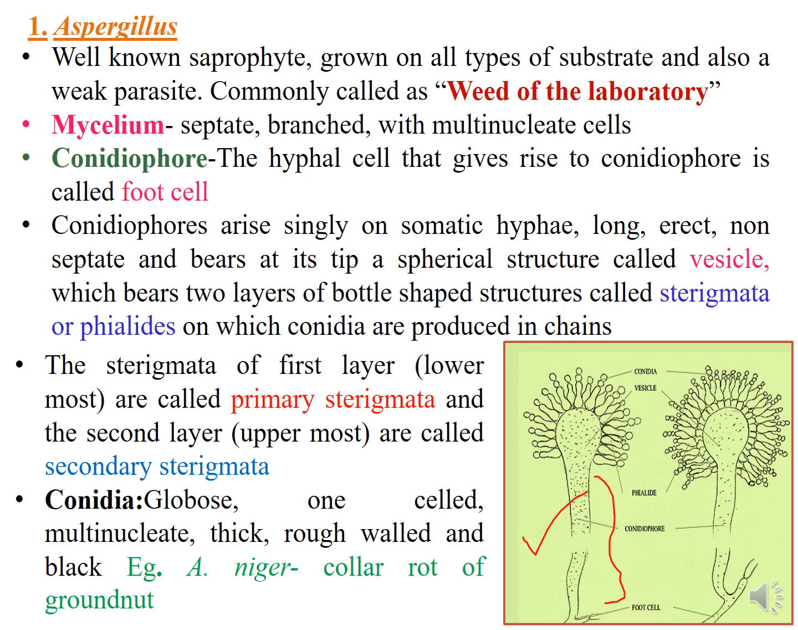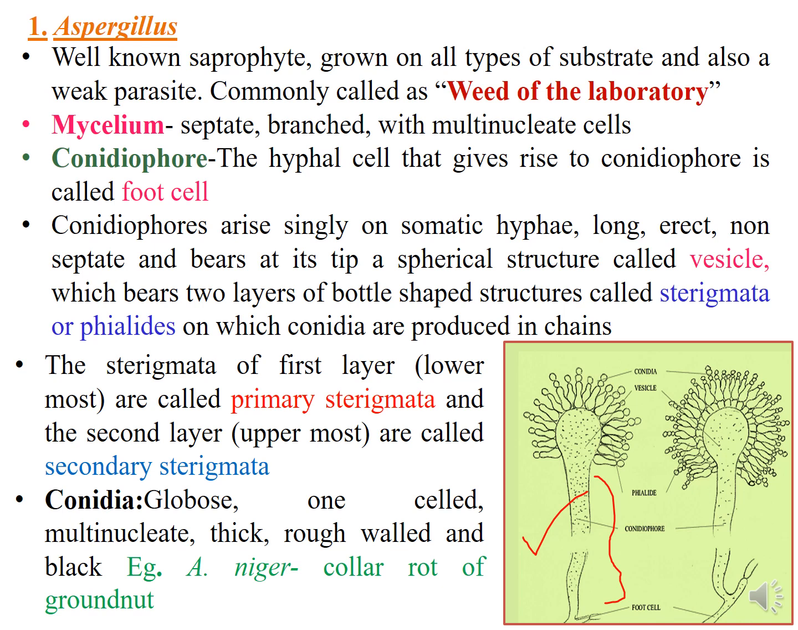These conidiophores bear a structure at their tips. Here one vesicle is there, and above the vesicle there are structures like sterigmata or phialides. These sterigmata or phialides directly bear the conidia. The conidia are produced in chains. If conidia are produced in chains, then we call them catenate conidia.